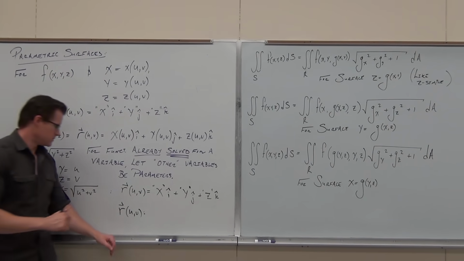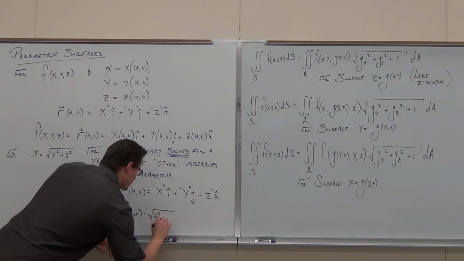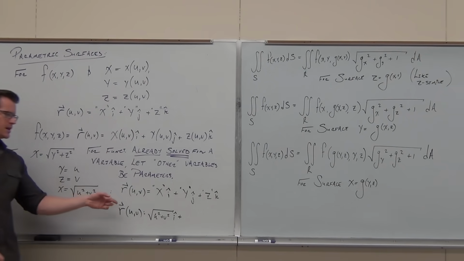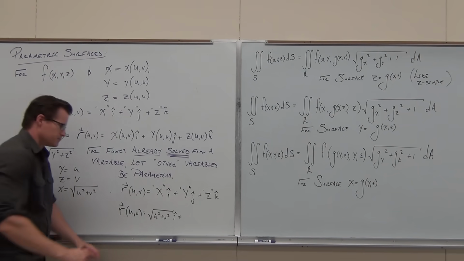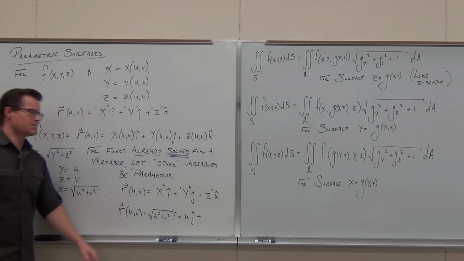Square root of u squared plus v squared, times i. What would the y part be? U. What would the z part be?